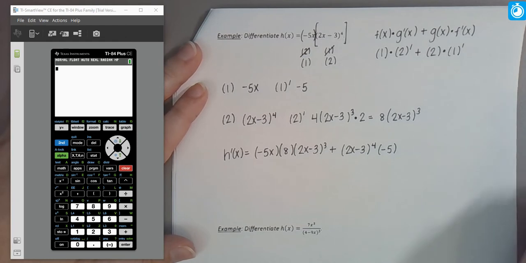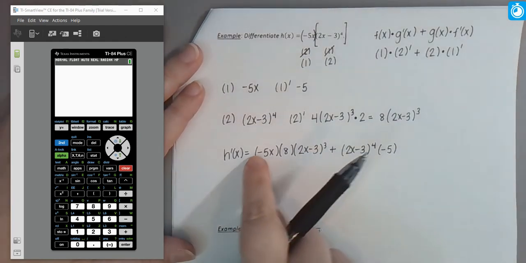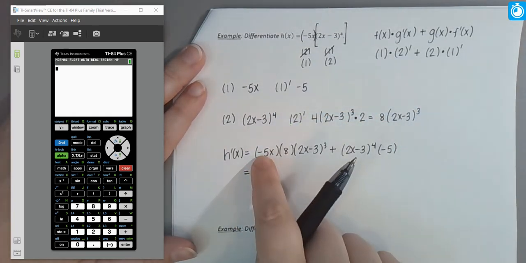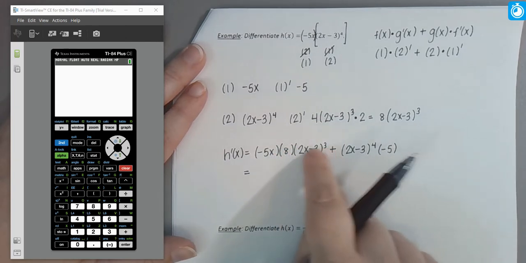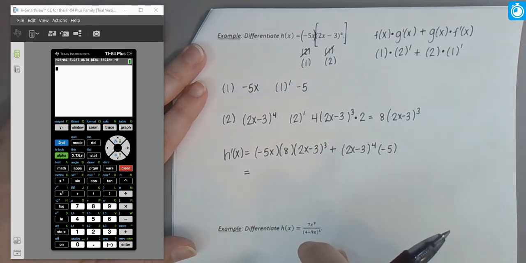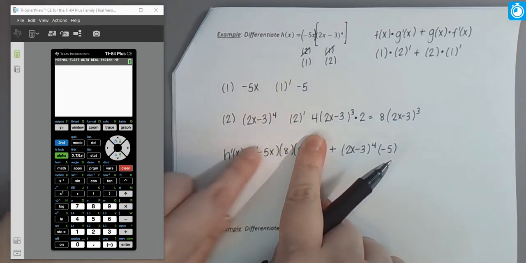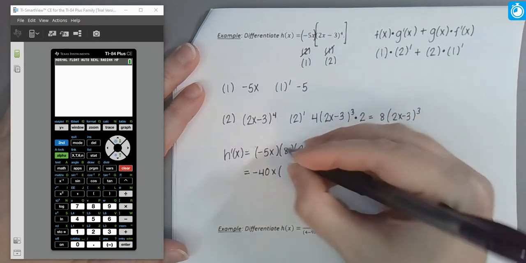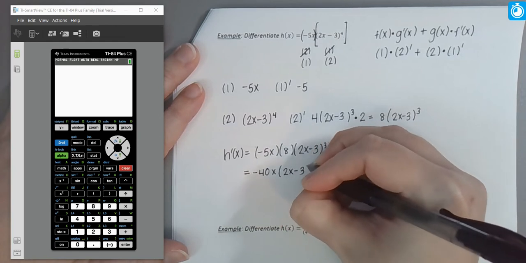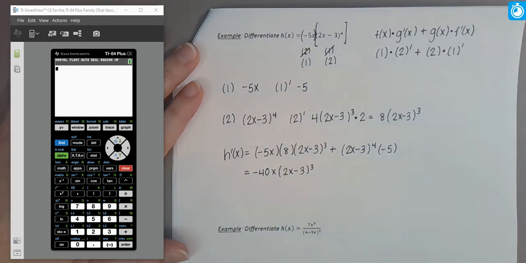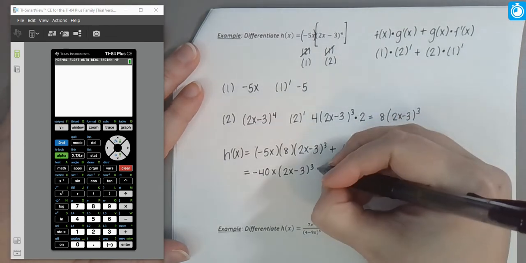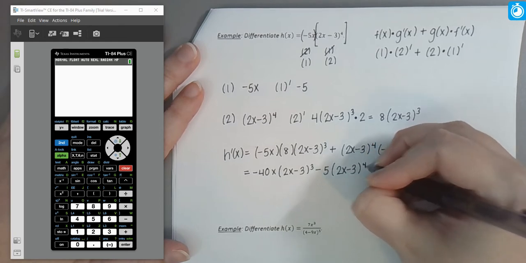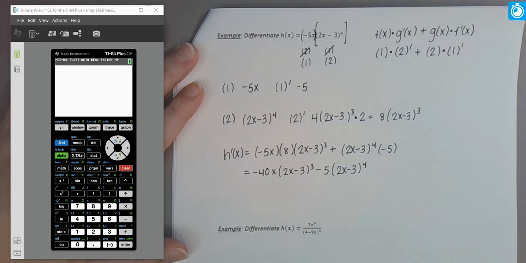Okay, can we do anything with this? Well, we can clean up each of these individual terms. That's not a bad idea, so let's see if we can do that. Negative 5x times 8, remember we don't distribute into parentheses, so 2x minus 3 cubed stays as is, but we can multiply and write that as one factor. So negative 40x times 2x minus 3 cubed. And then maybe just write the negative 5 out front here, just so it's really in the appropriate order. So there we go.